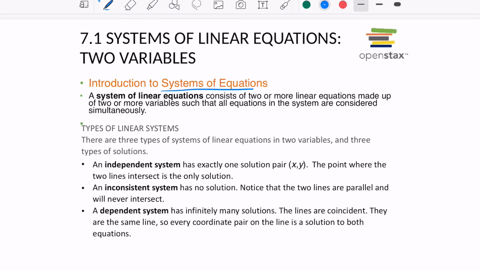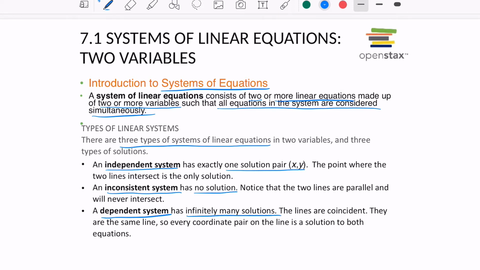So what is a system of equations? A system of equations contains two or more linear equations that make up two or more variables such that all of the equations in the system are considered simultaneously at once. There are three types of linear systems that we consider. First is an independent system, which generally contains one solution pair, an inconsistent system which does not have a solution, and a dependent system which has infinitely many solutions.